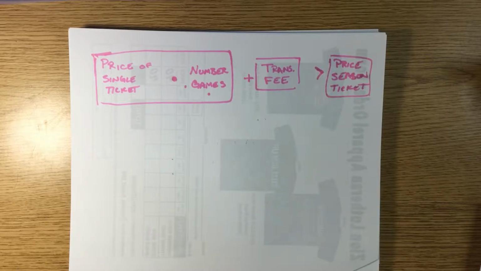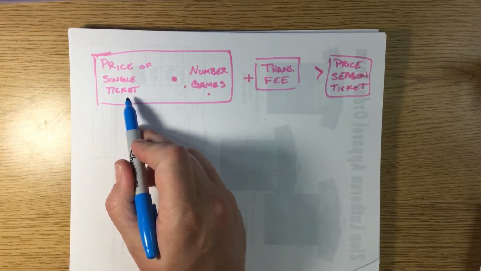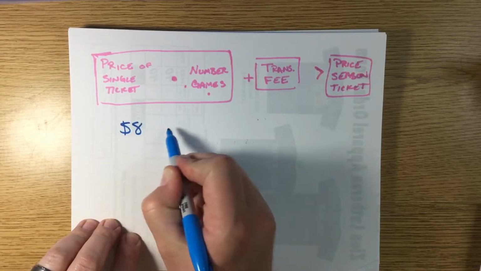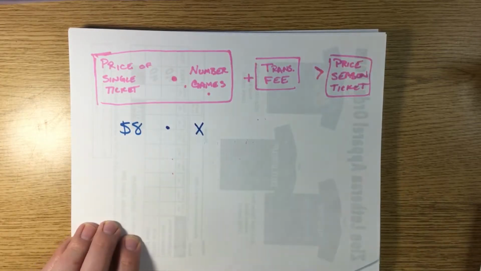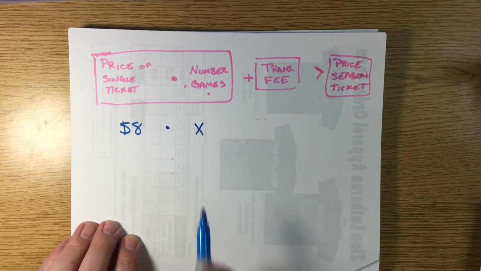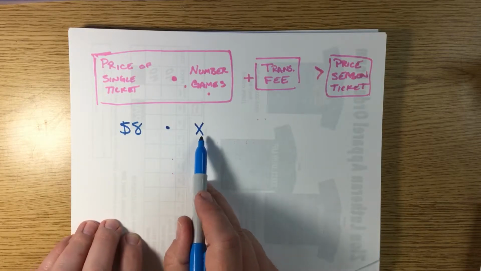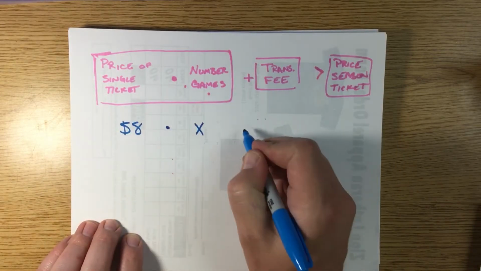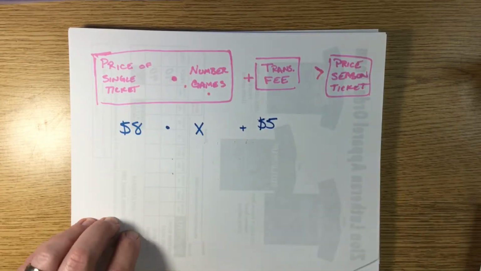So now the next thing we're going to do is fill in the pieces that I know. For example, do I know the price of a single ticket? I do. The book tells me that it's $8. Do I know the number of games? I don't, but the book tells me to let x represent the number of games. So that's going to be my variable. I'm going to see what I'm going to be able to do with that variable to figure out how many games it's going to take to make this side more expensive. On top of that, I have to add that $5 transaction fee.